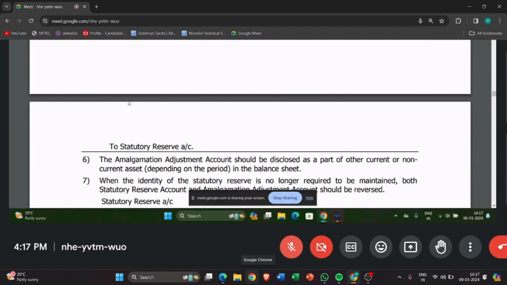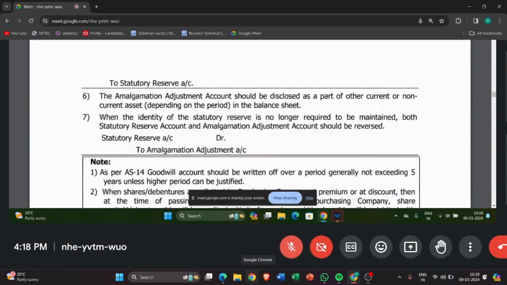So it will be transferred off by one journal entry. You will have to pass an amalgamation adjustment account entry to statutory reserve, because statutory reserves should not be closed. They should not be paid off. They will be given off to the transferee company by opening an account which is called the amalgamation adjustment account.